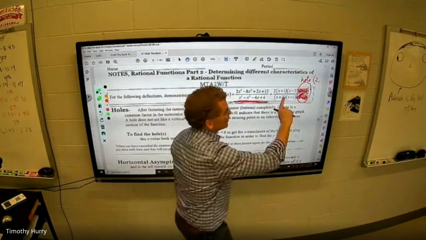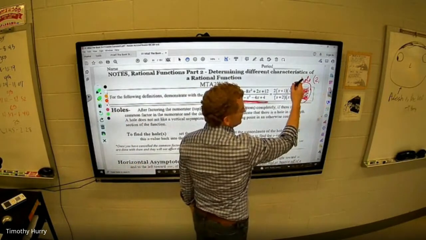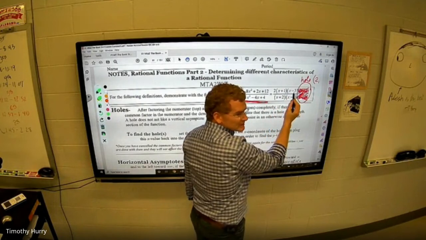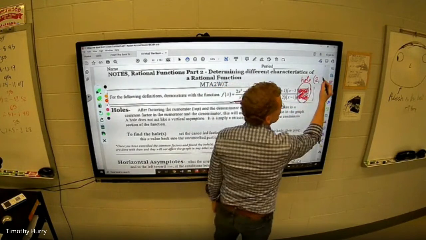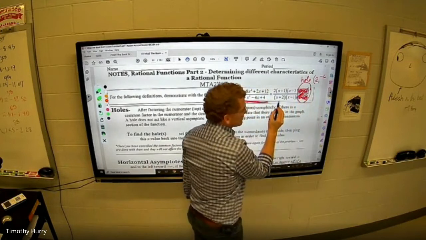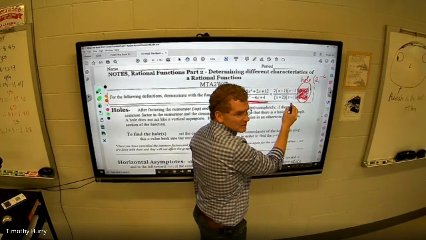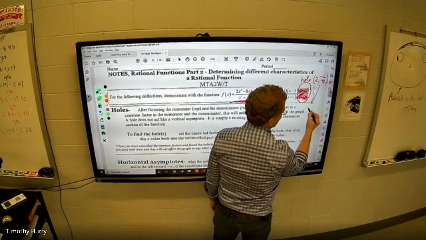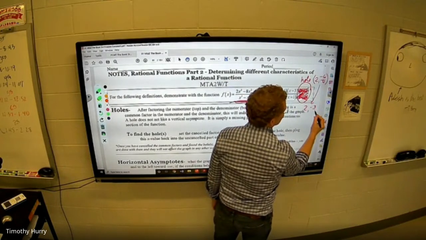But now that they're gone, if I plug a 2 in here, I get what? 2 times 3 times -1. So -6. Plug it in there, I get 4 times what? 1, which is 4. So my hole ends up being 2 comma -3 halves.